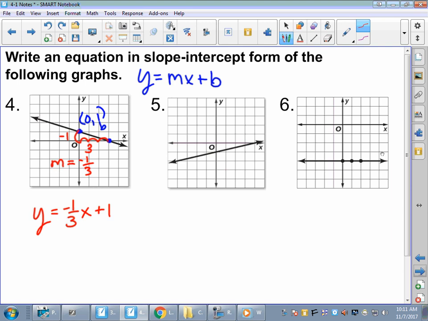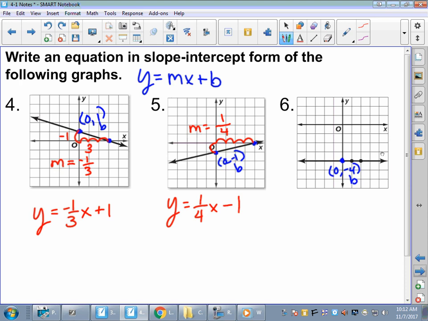For number 5, my y-intercept is (0, -1). So my little b value is negative 1. I find another point on the line somewhere that crisscrosses, and I'm going up 1 over 1, 2, 3, 4. So my slope here is 1/4. It's rising. It's positive. That makes sense. y equals 1/4 x minus 1.